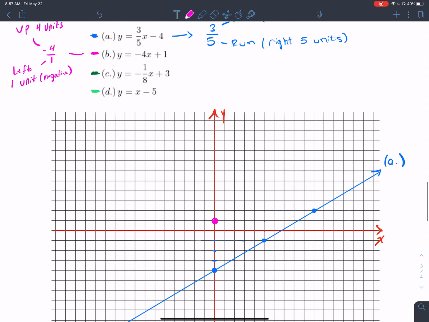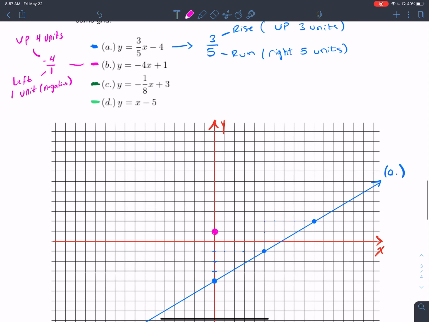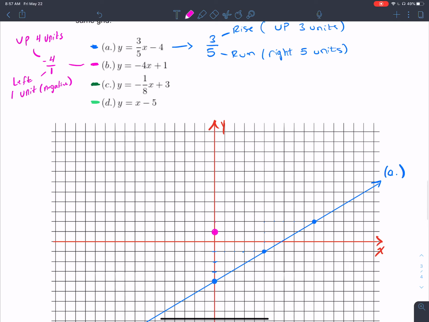So we're at our positive 1 point, and we're going to go up 4 units. So 1, 2, 3, 4, and we're going to go left 1 unit right here. Let's do that again. So up 4, 1, 2, 3, 4, and left 1. And you see, we still get a negative slope if we do this, right?